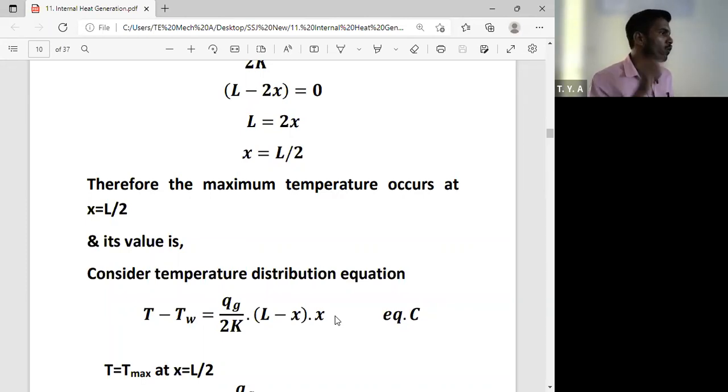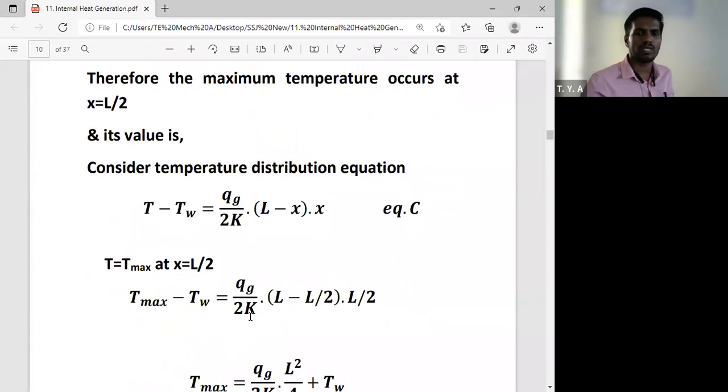We know at which location the maximum temperature occurs, at X is equal to L by 2. So instead of X we have to put the value of L by 2, so that we get the maximum temperature equation, that is T max. T becomes T max when X is equal to L by 2.